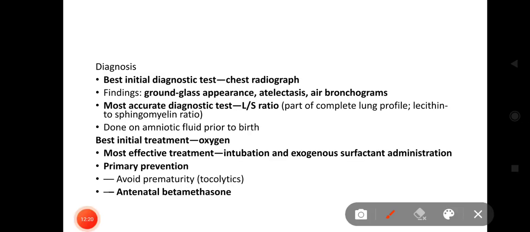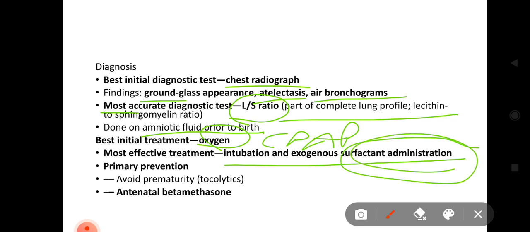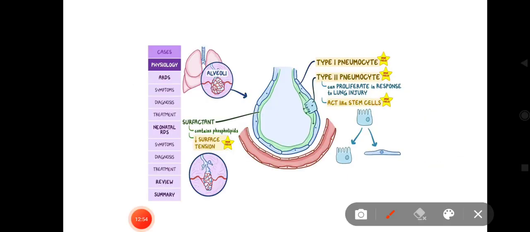Now how to diagnose? The best initial diagnostic test is chest radiograph. Findings on chest radiograph: ground glass appearance, atelectasis, or air bronchograms. The most accurate diagnostic test is the lecithin to sphingomyelin ratio, less than 2, part of the complete lung profile, done on amniotic fluid prior to birth. The initial treatment is oxygen. Then CPAP is given. The most effective treatment is intubation and exogenous surfactant administration. Now primary prevention: how to prevent? Avoid prematurity, tocolytics, or antenatal betamethasone is given to prevent respiratory distress syndrome of newborn.